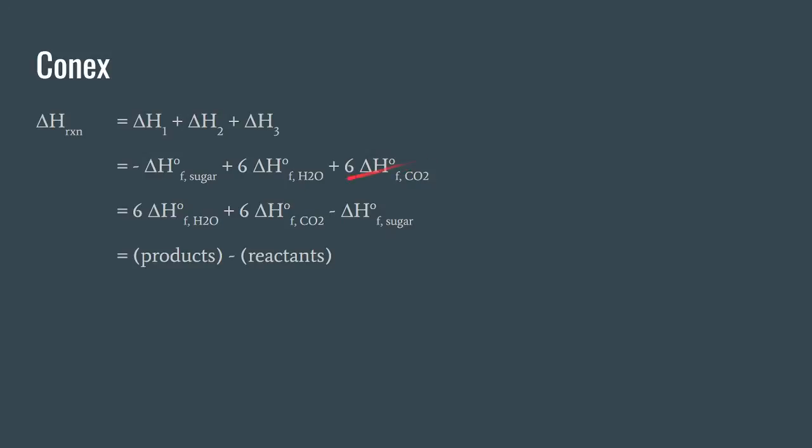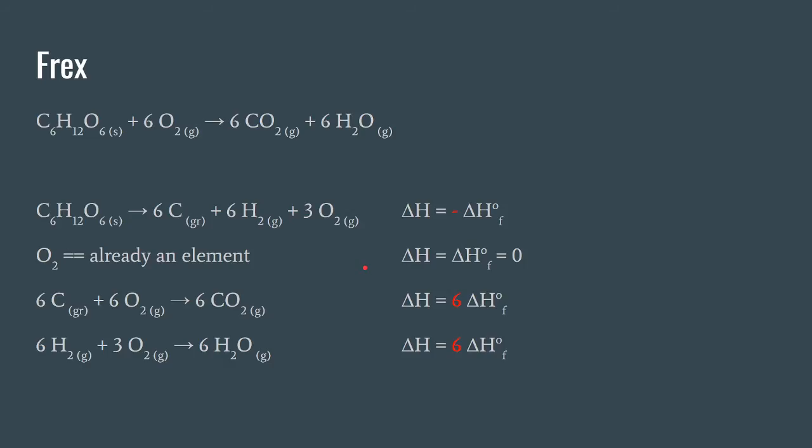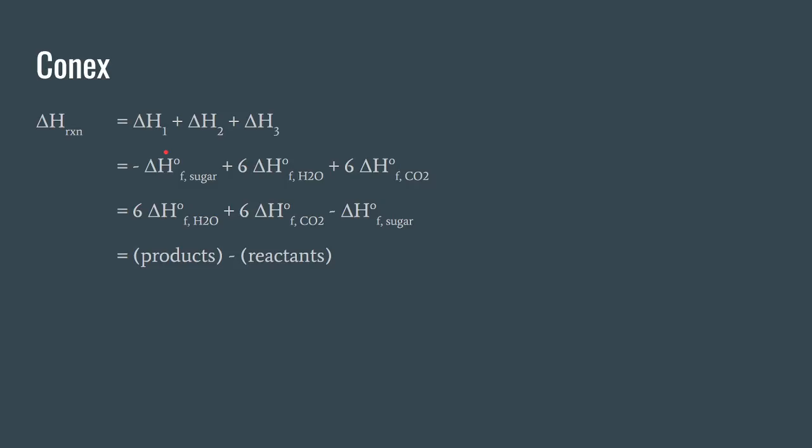We rearrange that slightly. We have sugar, water and carbon dioxide, 6 plus 6, and then we subtract the enthalpy of formation of sugar. It is not an accident that that is our products minus our reactants. 6 carbon dioxide, 6 water as our products, 1 sugar as our reactant, and then an elemental oxygen, which, whatever. So products minus reactants. This is going to happen a lot.